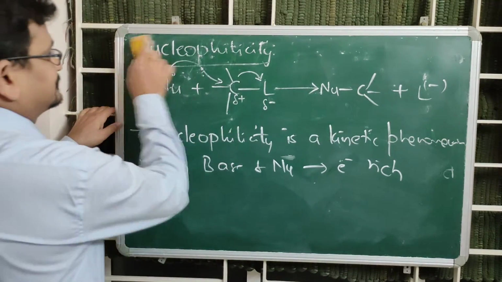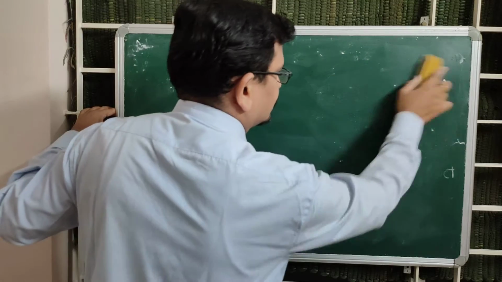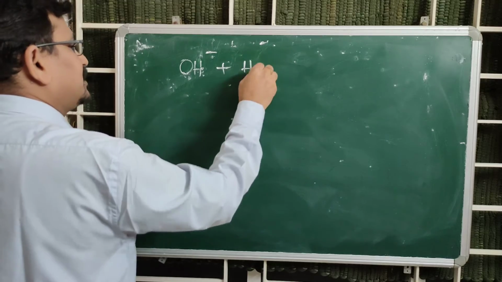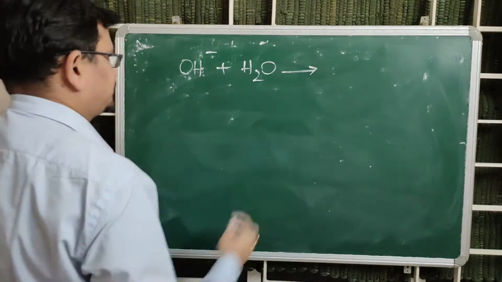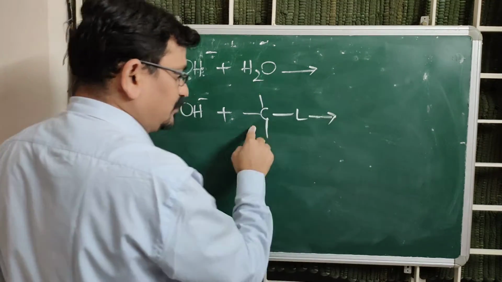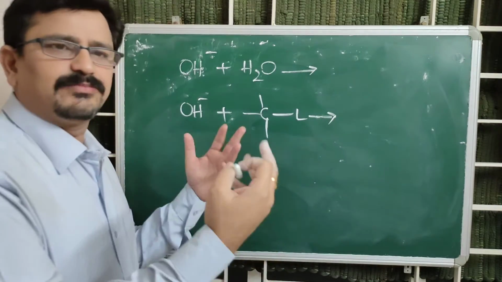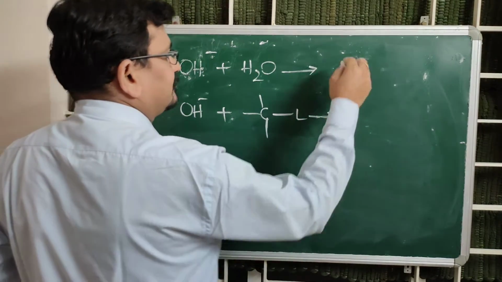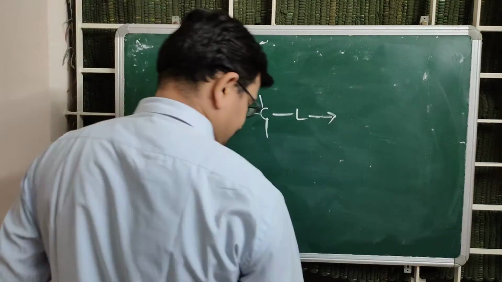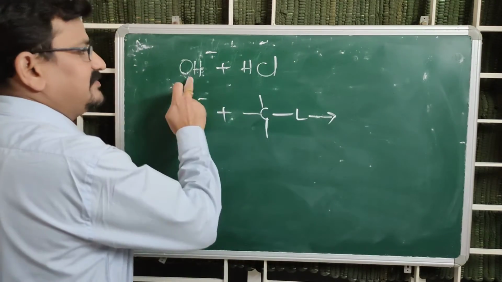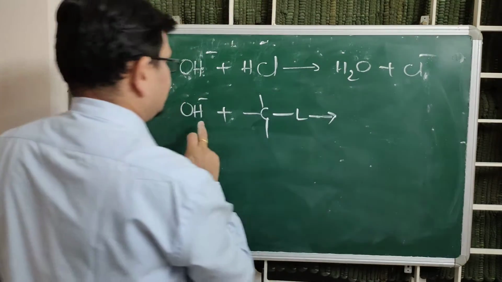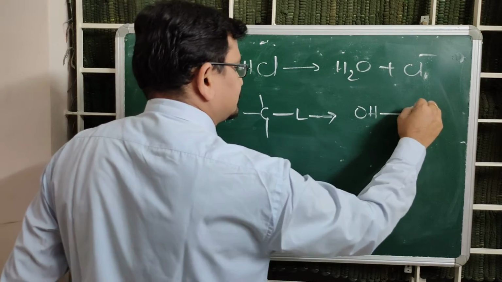Let us take one more example. OH minus reacting with H2O to give some product. The same OH minus is reacting with some substance containing a leaving group to form another product. What are the products in this? Suppose instead of H2O we take some HCl. Now in this reaction it is removing this proton to give H2O plus Cl minus, whereas in the other reaction it is forming a new substance.